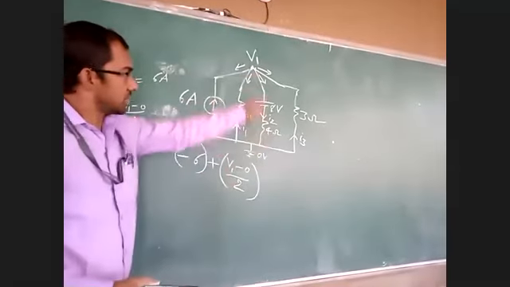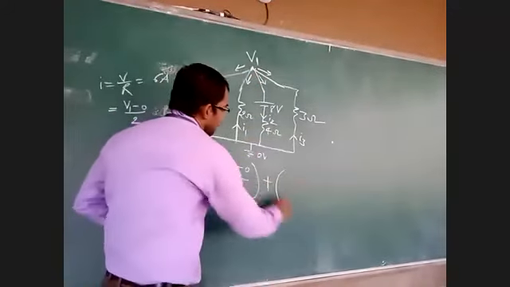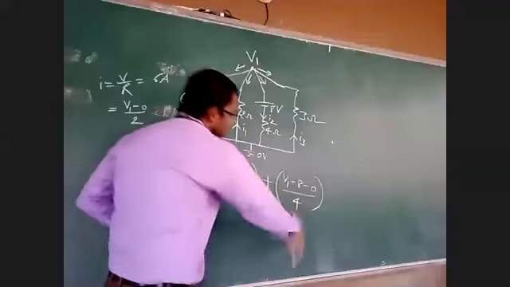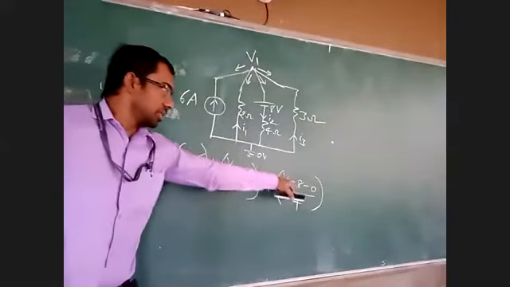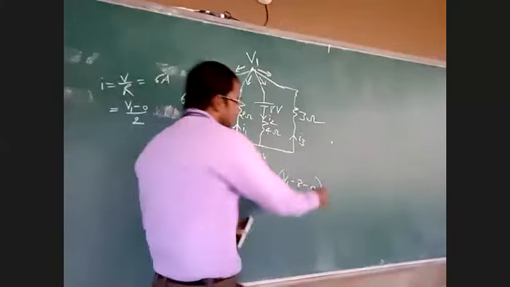Now what is the current in this one? V1 minus minus 8, that is V1 plus 8, minus 0, by 4. Voltage is in the numerator, resistance in the denominator. Here, fourth one, next, the last one.